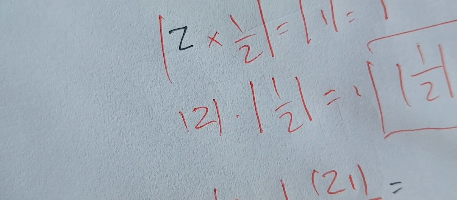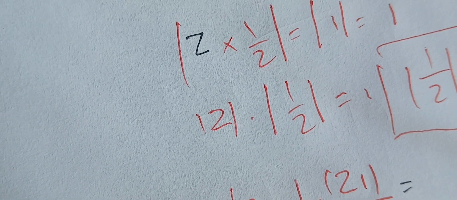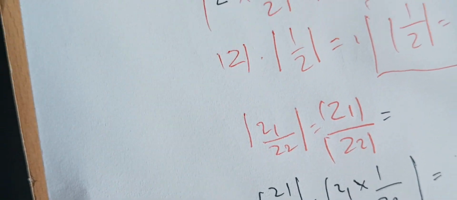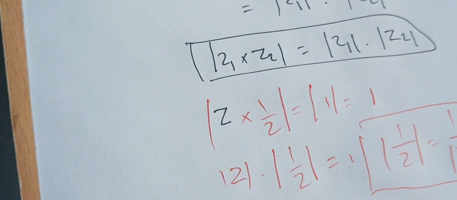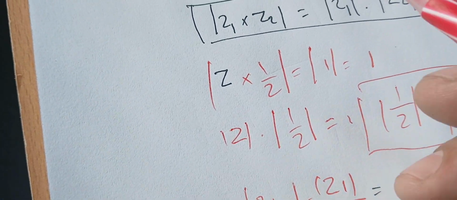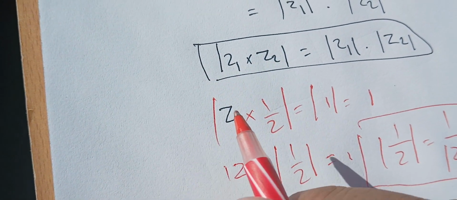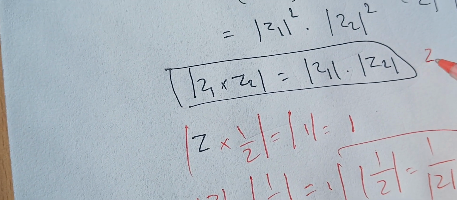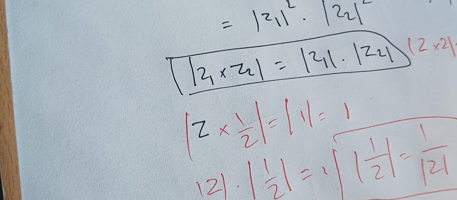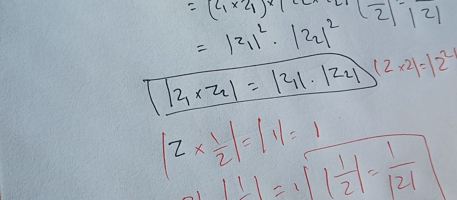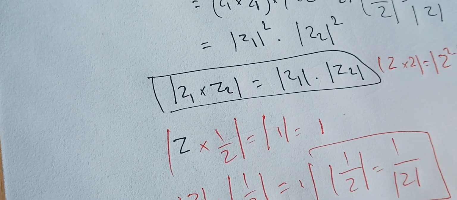Okay, so now we can use this result, or maybe this one here, to deduce more important results. So what if we have z1 equals z2? What do we get? We get the norm of z times z, which is z squared, equals what? Equals the norm of z times the norm of z, which is the norm of z squared.